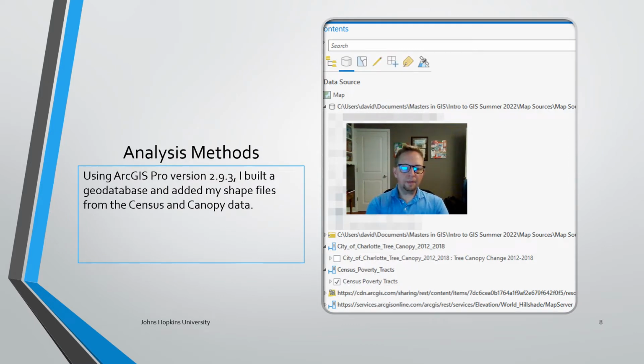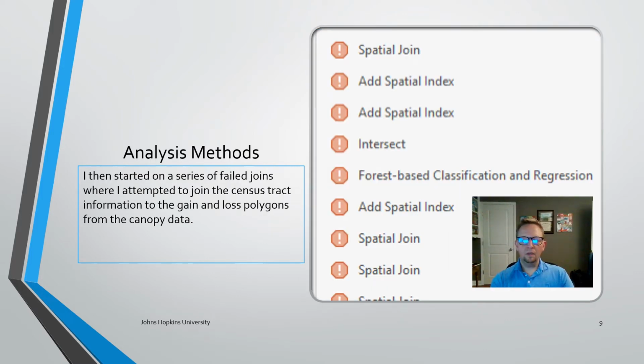So the analysis methods started with building the geodatabase and adding the shape files from the census and the canopy data within ArcGIS Pro version 2.9.3. On slide 9, you can see lots of failed attempts of various tools that I was trying to run within ArcGIS Pro: different spatial joins, trying to add spatial indices, trying to perform certain intersect functions on the data set that I had. It just wasn't yielding the results that I was expecting.